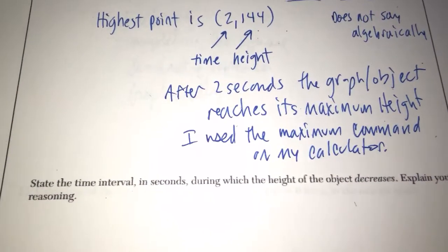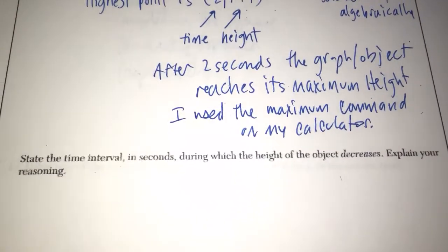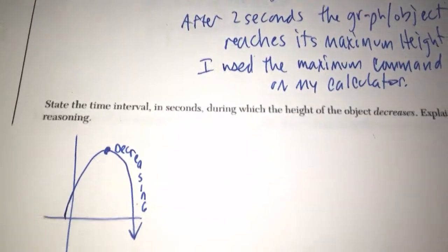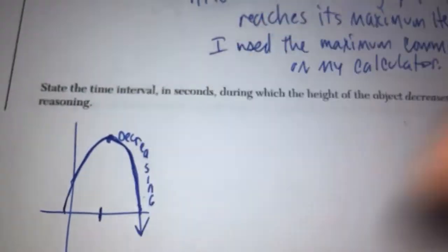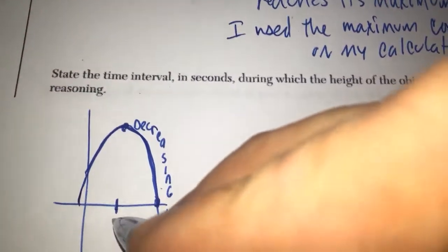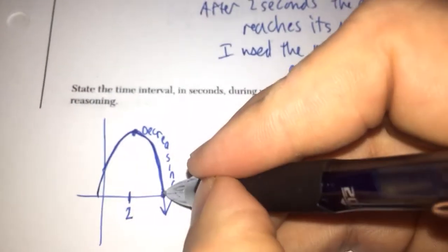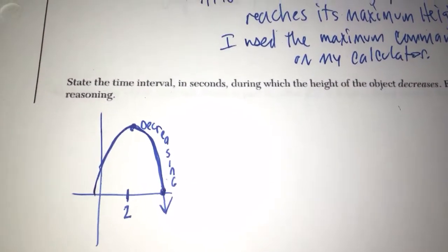State the time interval in seconds during which the height of the object decreases. So technically this object is going up and then it's going down. It's going up until it reaches that maximum height, and then it's going down. So from this x value to this x value, we need to know what values of time. Well, from this section, we know that at 2 seconds, it's reached its maximum height. So now what you have to find out is that point.